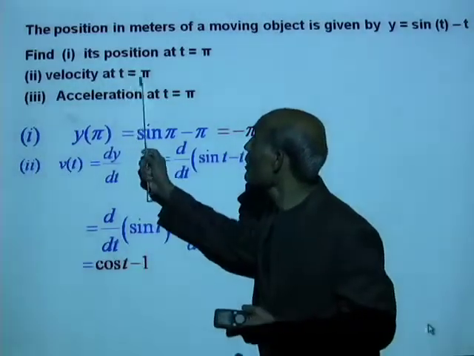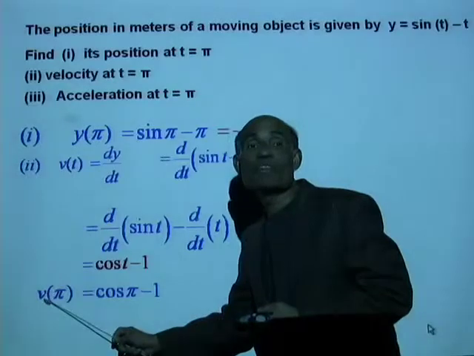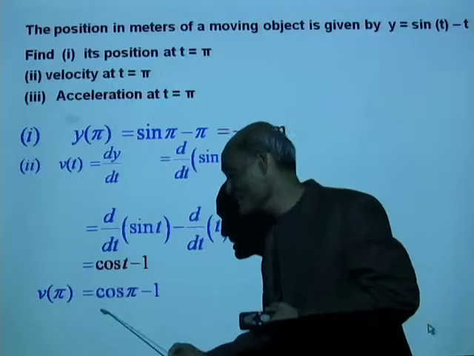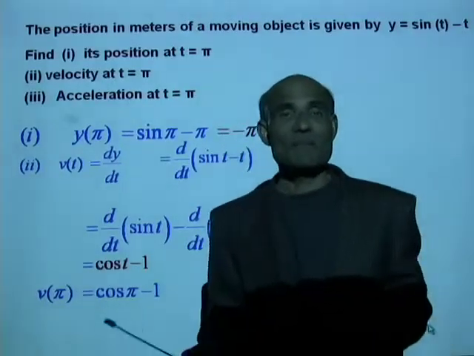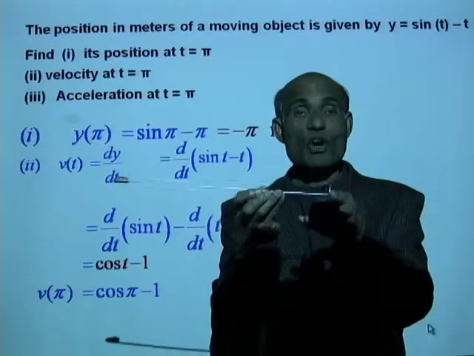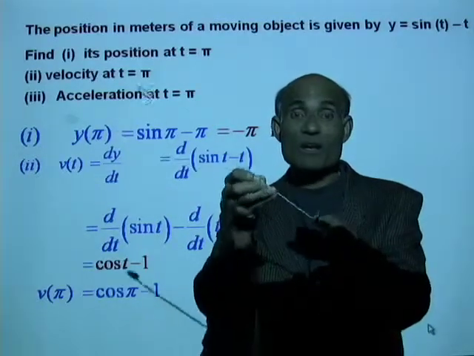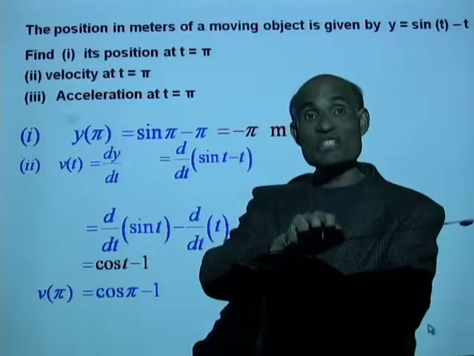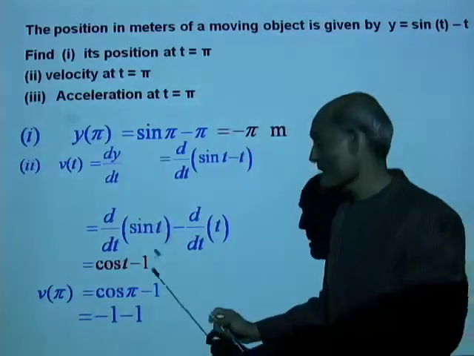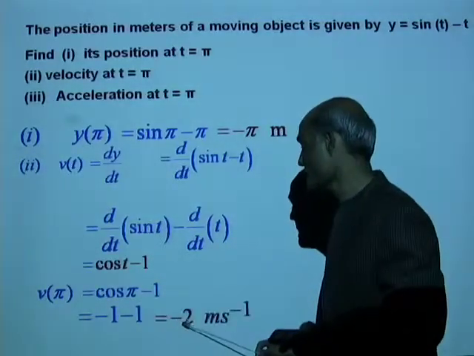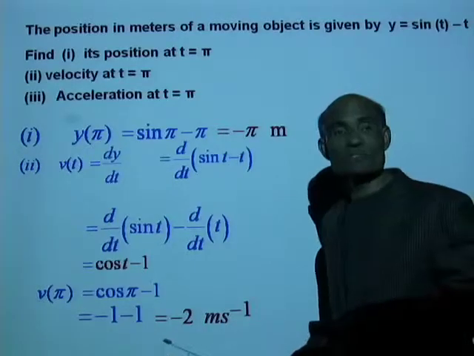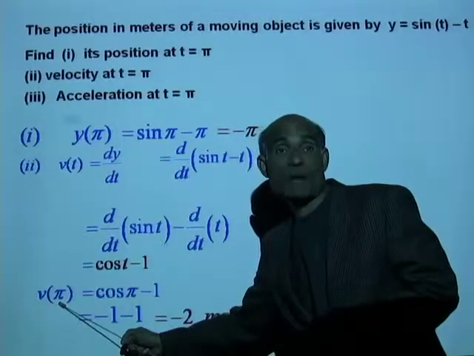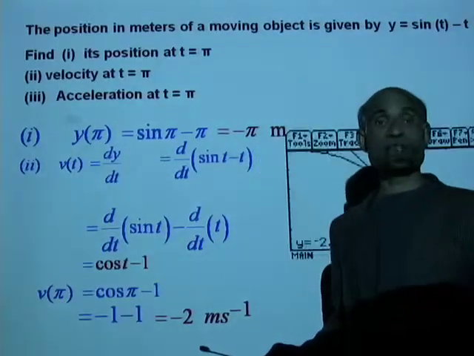Now we need to find the velocity at t equal to pi. v of pi is cos pi minus 1. All right, tell me, what is cosine of pi? You need to learn all these. Cosine of 0 is 1. Cosine of pi by 2 is 0. Cosine of pi is negative 1. That's right. So that will be negative 1 minus 1 equal to negative 2 meters per second. The velocity of the object at that time, when t equal to pi, is negative 2 meters per second.